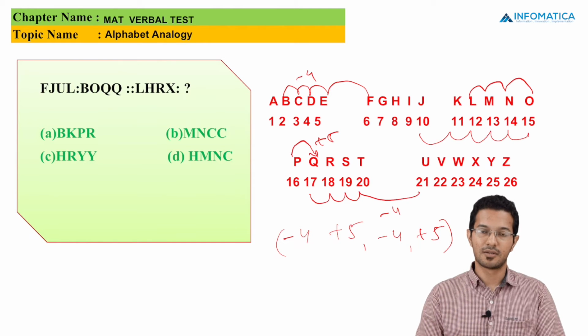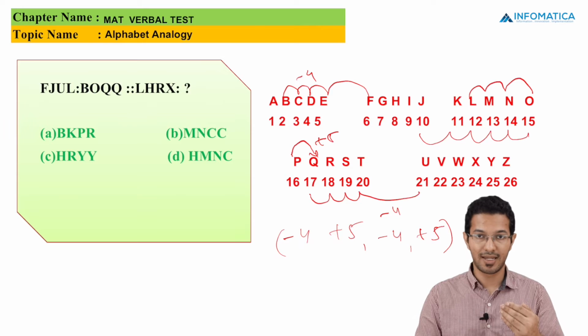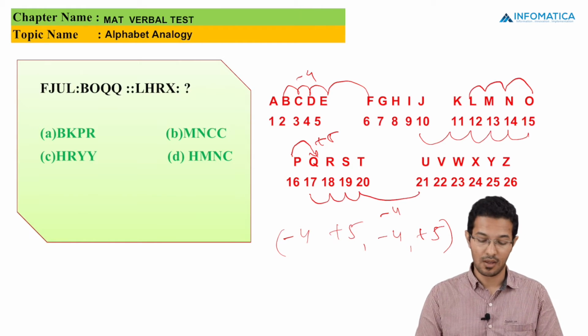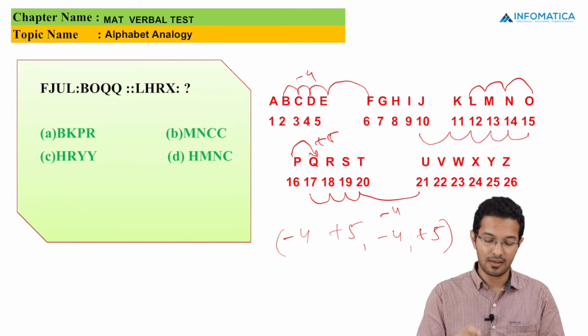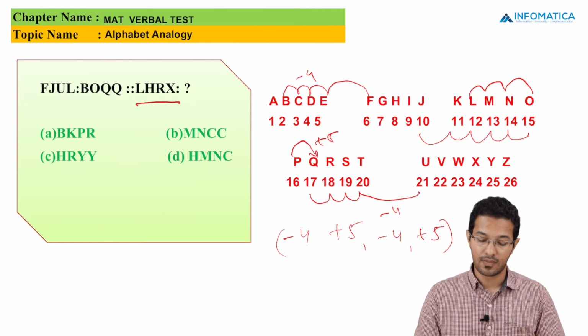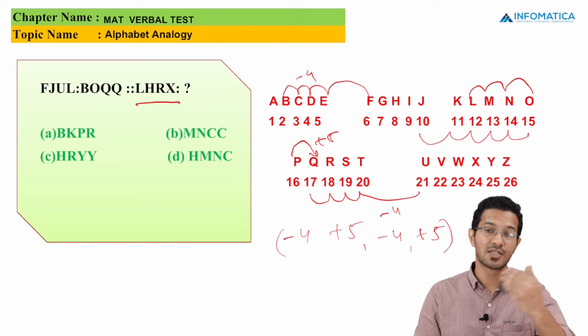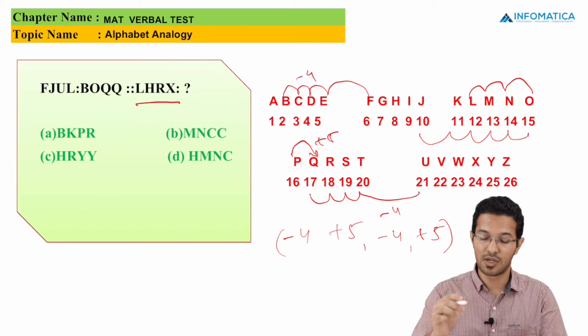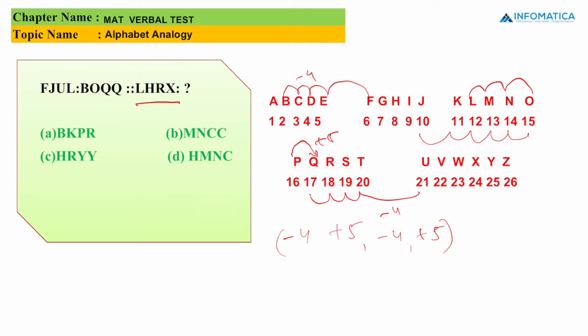So if you see the pattern, students, we have got a pattern which is minus 4, plus 5, minus 4 and plus 5. So let's see the pattern and get the solution. So L, H, R, X is related to what? L has to go in minus 4 steps behind. तो अगर मैं L से minus 4 steps जाऊँ, I'll be reaching 1, 2, 3 and 4, which is H.